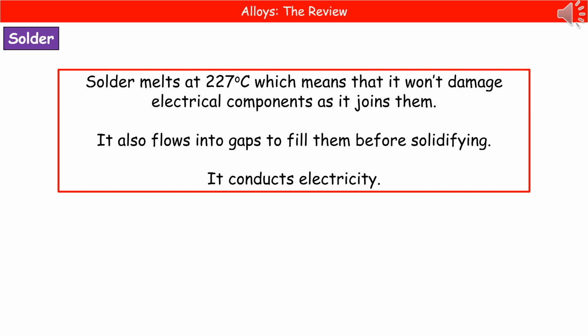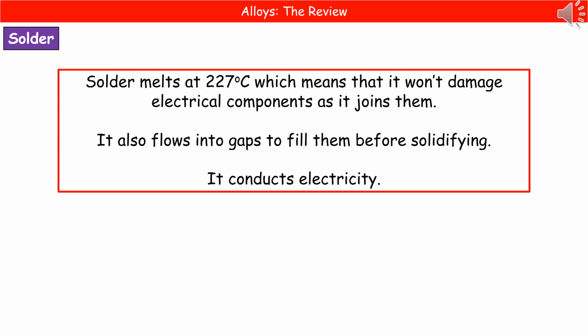If we look in a bit more detail at a couple of these then, the first one we're going to look at is solder. Now solder actually melts at a relatively low temperature there of 227 degrees Celsius. Now that's important because when we're using solder to join electrical components, then it's not hot enough to actually cause them damage as it joins them together.